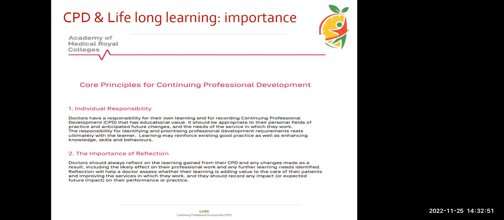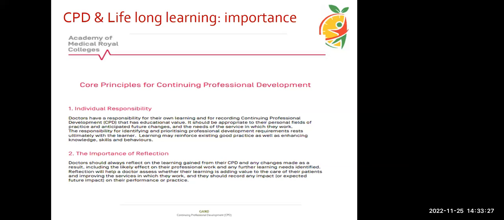Now, this is one of the key messages that the Academy of Medical Royal Colleges promote. And I want to just emphasize the part of individual responsibility and the importance of reflection. So this is for doctors, but it applies to all health professionals. Doctors have a responsibility for their own learning and for recording continuing professional development that has educational value. So it is our responsibility to ensure that we improve on our knowledge. That is the fundamental thing.